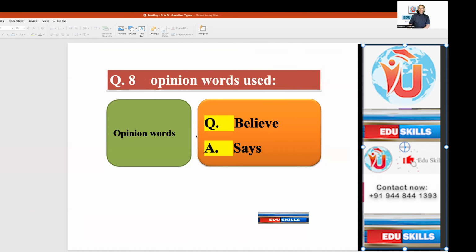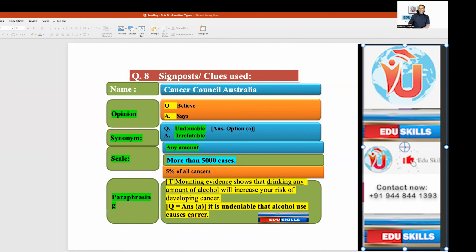So we are just focusing on opinion words. Believes means says. So if the question says statement, that's what we call believe is the hedging word in the question, which you have to focus upon when you read. And other clues are there. We are not bothered about it. The name Cancer Council of Australia is their opinion. Then synonymous, undeniable, irrefutable, and scale any amount, more than 5,000 cases, 5% of all cancers.